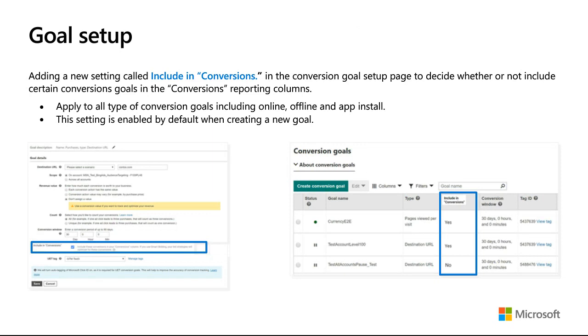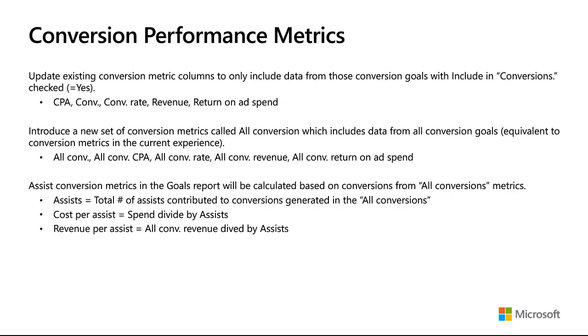So there are a few changes as part of this feature. First of all, we are adding a new setting called Include in Conversions to all goal settings pages. This is an indicator for you to say if the data from this goal should be used for auto bidding or not. This new setting will be impacting conversion data reporting in the following ways. First of all, the existing conversion metric columns will be updated to only include the data from those goals that are marked as including conversion.